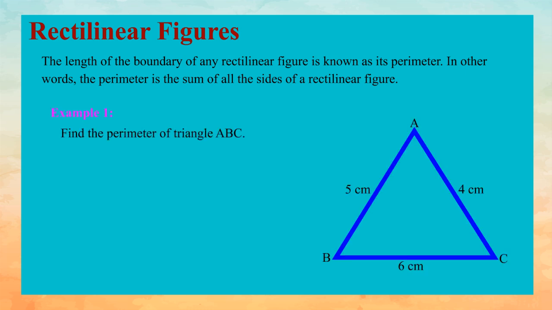Example 1. Find the perimeter of triangle ABC. Solution. Perimeter of triangle ABC is equal to AB plus BC plus CA, equals 5 centimeters plus 6 centimeters plus 4 centimeters, is equal to 15 centimeters.